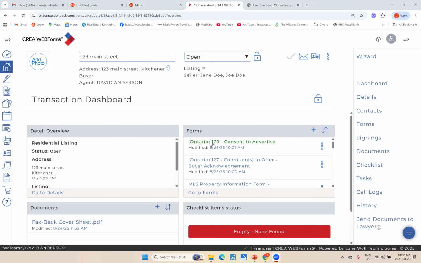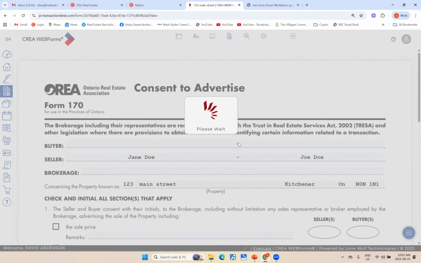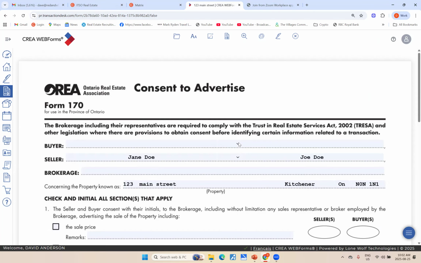Okay, next Form 170. You open this up, it's called consent to advertise. Under TRESA, you need consent in order to advertise anything that happens after the sale. So you can see it's Form 170, consent to advertise. The brokerage, including their representatives, are required to comply with the Trust in Real Estate Services Act, TRESA, and other legislation where there are provisions to obtain consent before identifying certain information related to a transaction.